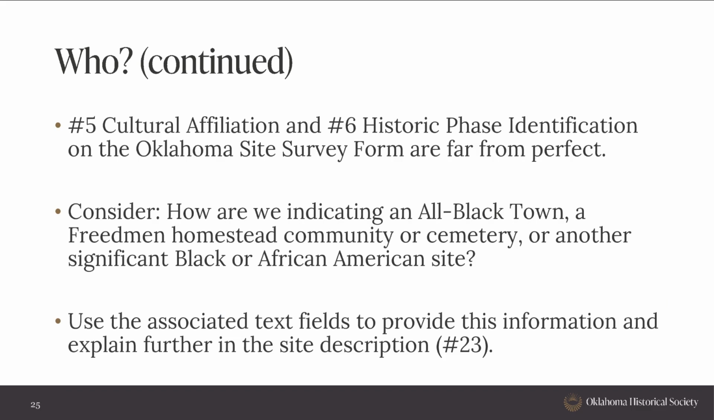So again, number 5 in the archaeological site form, in the paper form, and number 6 for cultural affiliation and historic phase identification are not perfect. And so please consider, when you're documenting a site, how are we indicating if you are recording a resource that's associated with an all-Black town, for instance, or a freedmen homestead community or cemetery, or another significant Black or African American site, because we do not have a checkbox to indicate those associations.